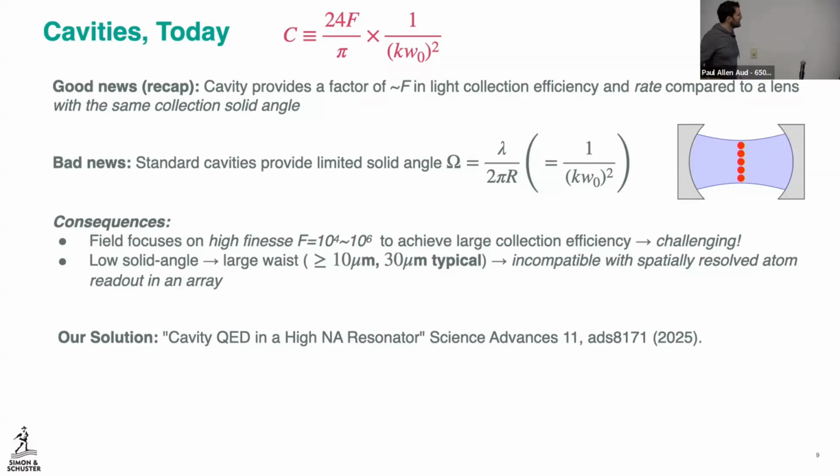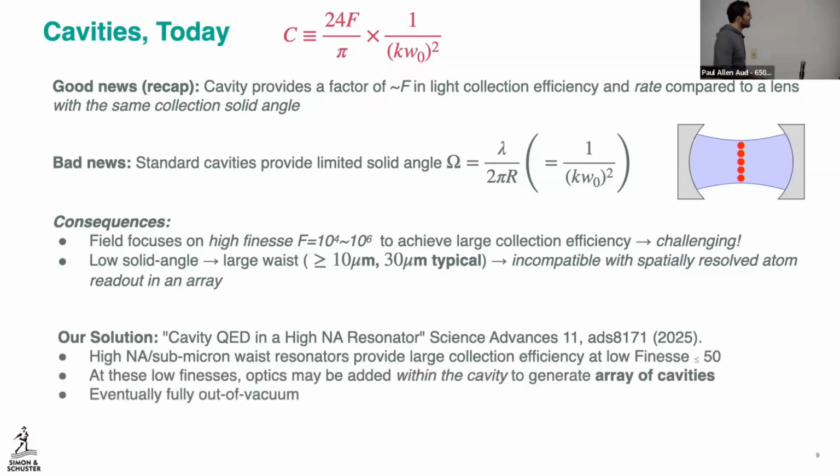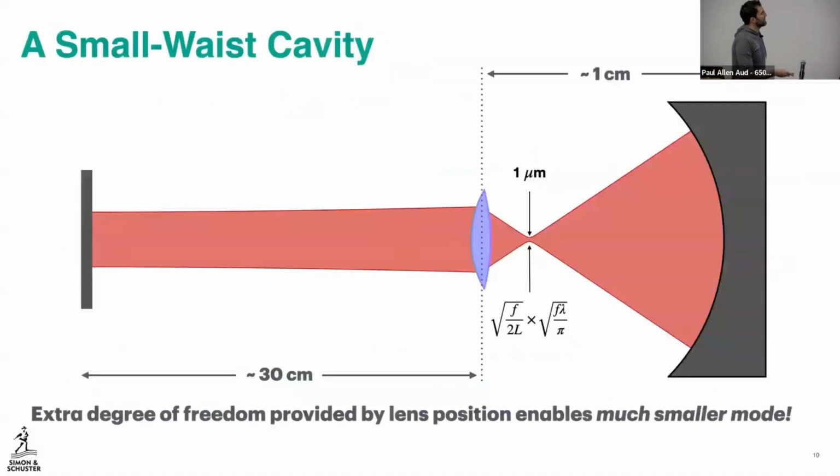The basic key idea here is that if you can go to very high NA for your cavity mode, then you can tolerate low finesses. The scaling with the waist is so strong compared to the scaling with the finesse that you can think about putting optics in your cavity. Okay, so this is the fundamental sort of breakthrough for the cavity geometry.